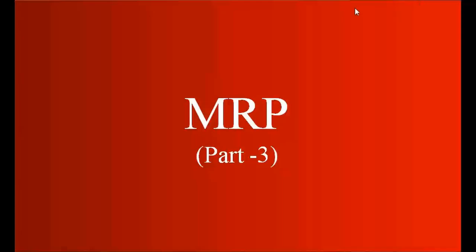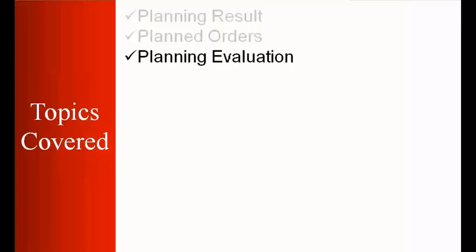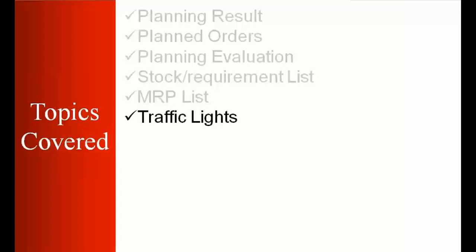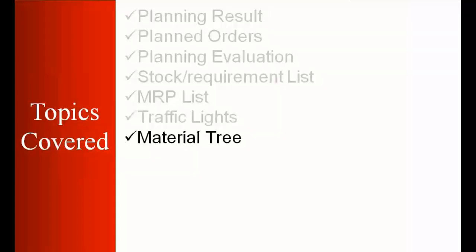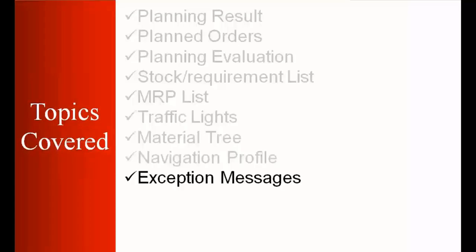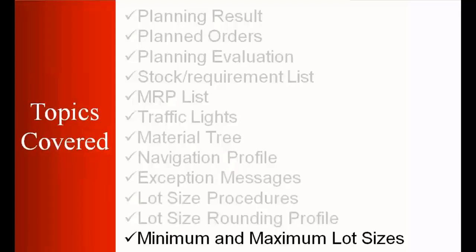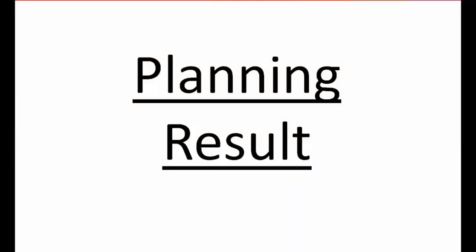Welcome to our third part of MRP topic, and this will be the last part in MRP. So in this part, we'll be discussing these topics: what is planning result, plan orders, planning evaluation, stock requirement list, MRP list, traffic lights, material tree, navigation profile, exception messages, lot size procedures, lot size rounding profile, and minimum and maximum lot size. So let us start with our first part, planning result.